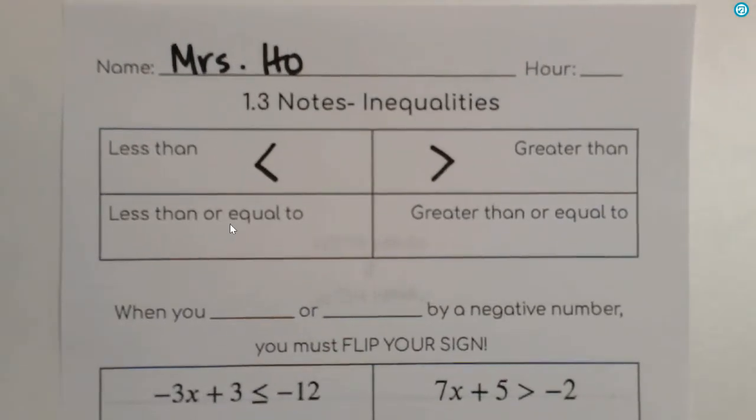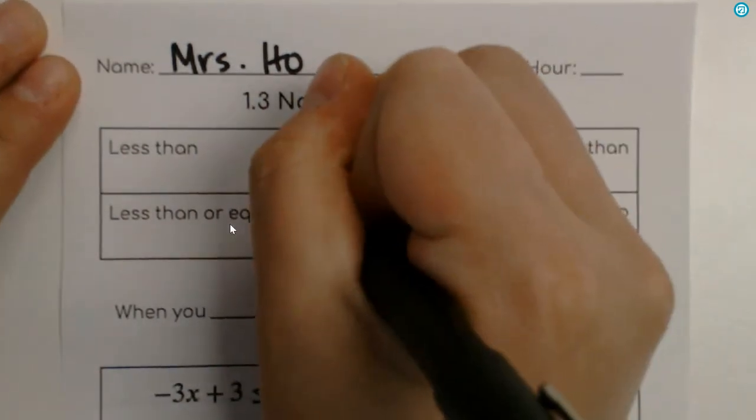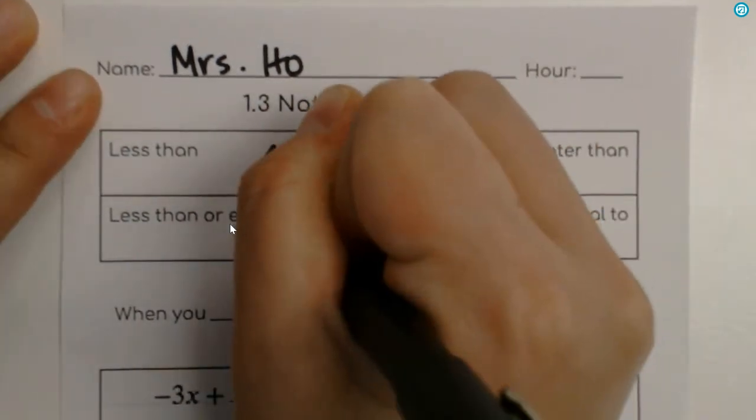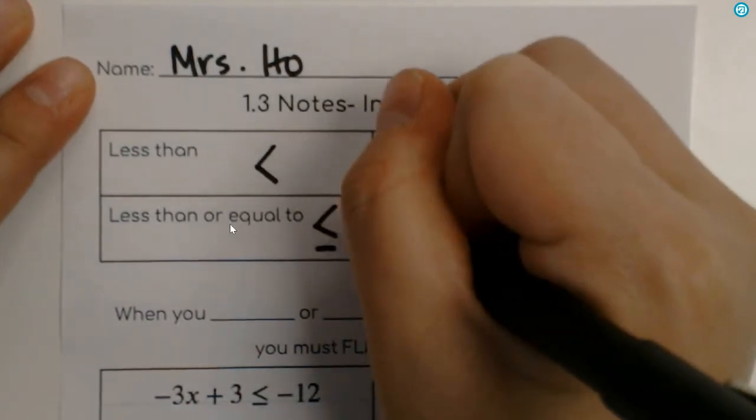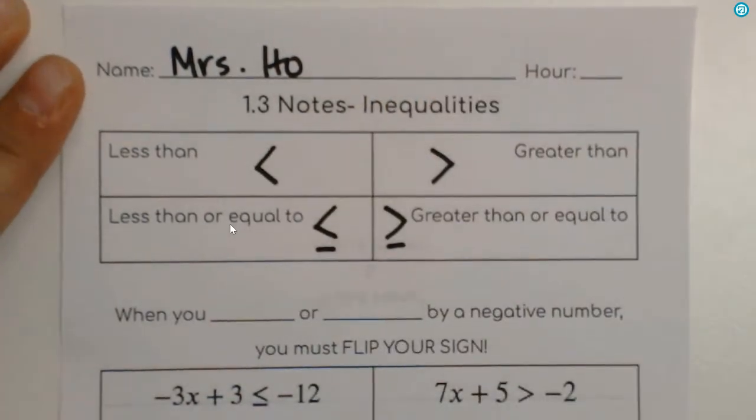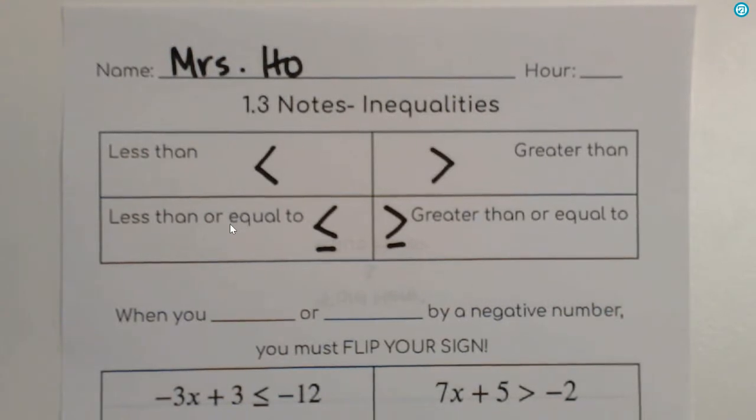Your less than or equal to sign is the exact same thing, just with a line underneath it, because it's like a less than sign and an equal sign combined. Greater than or equal to is a greater than sign with half of an equal sign below it.